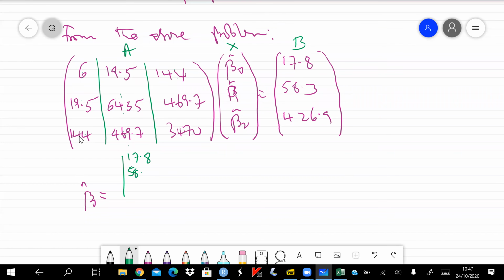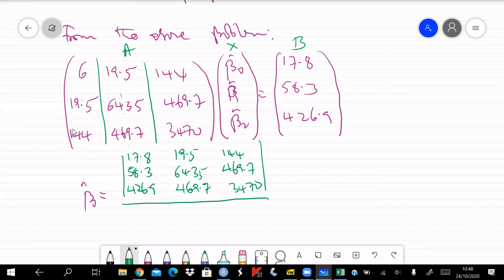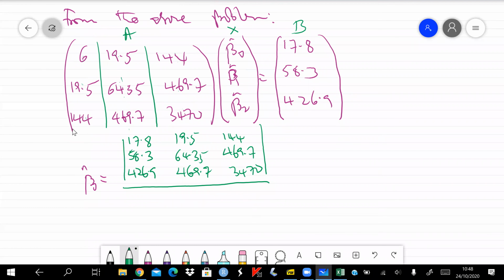17.8, 58.3, 426.9. Then I copy the other columns, 19.5, 64.35, 469.7, then 144, 469.7, then 3470. We have that determinant divided by the determinant of the entire matrix A, which I'm going to write in full now.